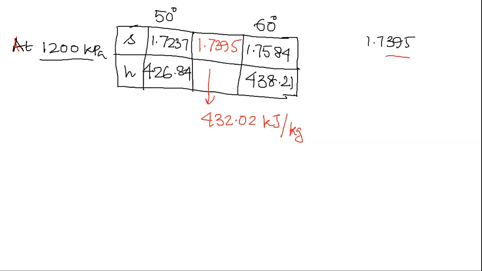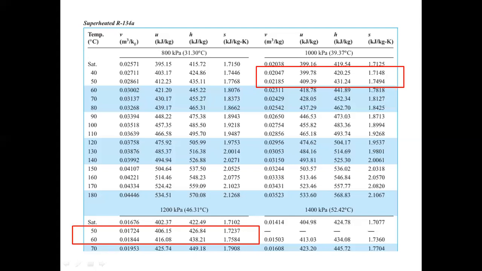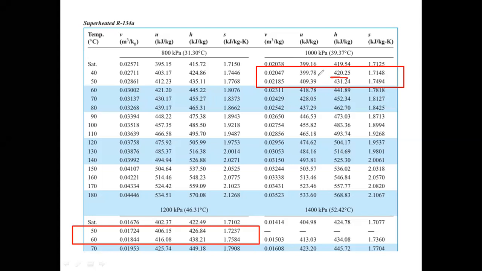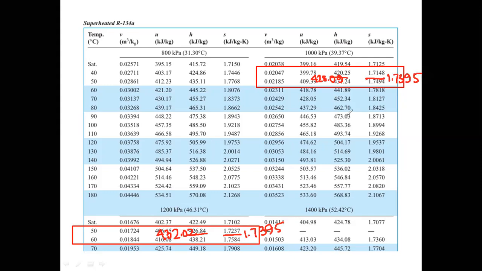Now we go back to the main part. So what we have done is we have calculated the enthalpy values here, that is 428.09 and here it is 432.02, and the corresponding entropy values are 1.7395, same value 1.7395.